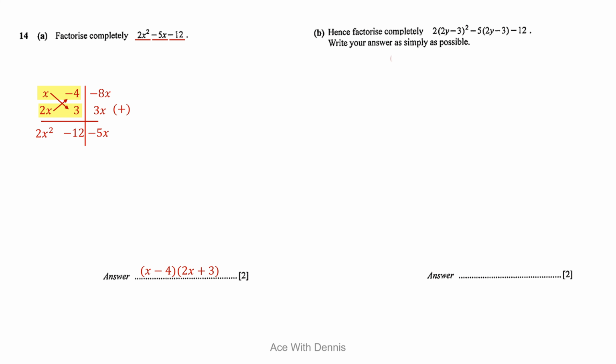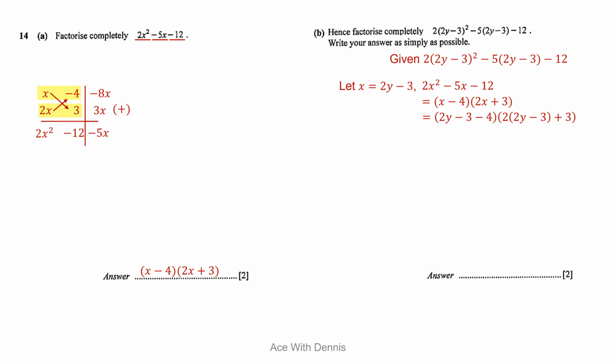A to factorize it. So given this expression, before we factorize it, we'll let x be equal to 2y minus 3. Hence, the expression becomes 2x squared minus 5x minus 12. And if you look at it, it is the same expression as part A. So we know that if we factorize this expression, we'll get x minus 4 times 2x plus 3. So the next thing we need to do is just substitute x back to 2y minus 3.